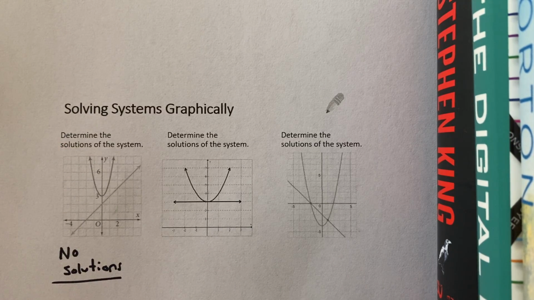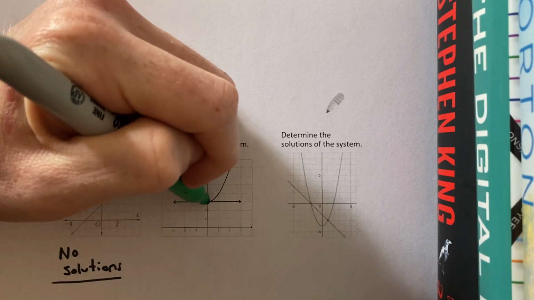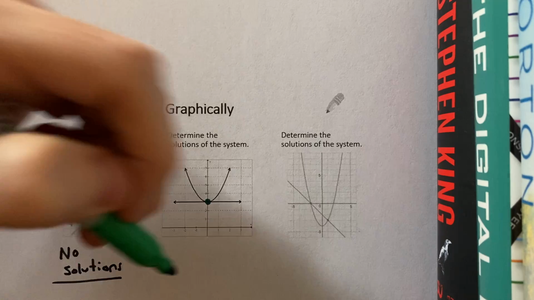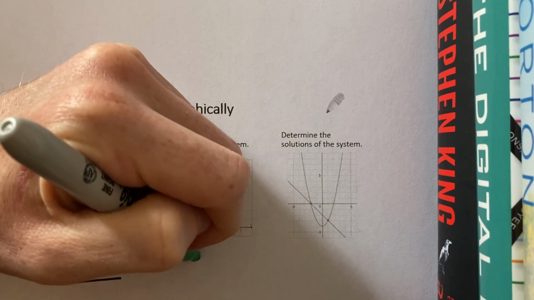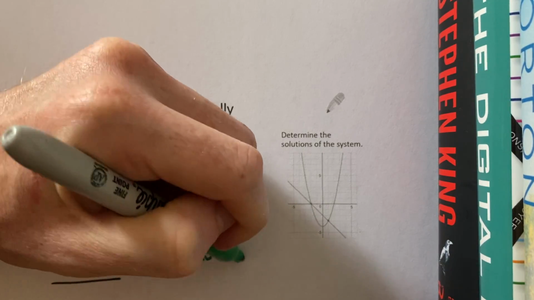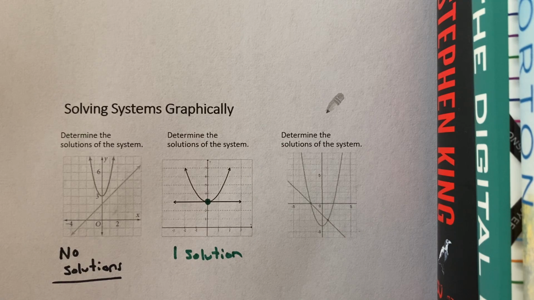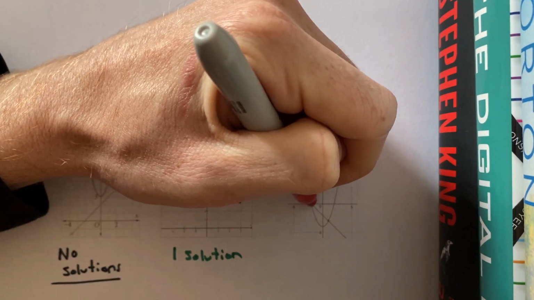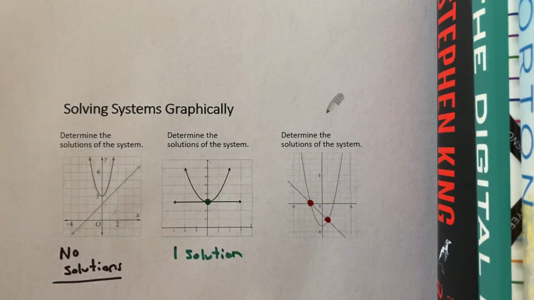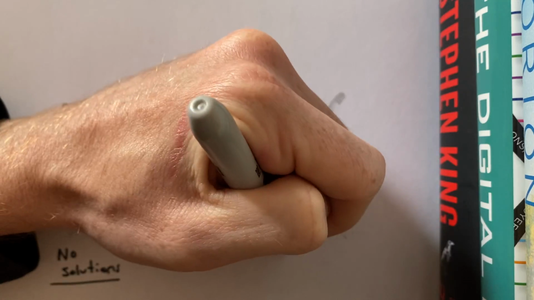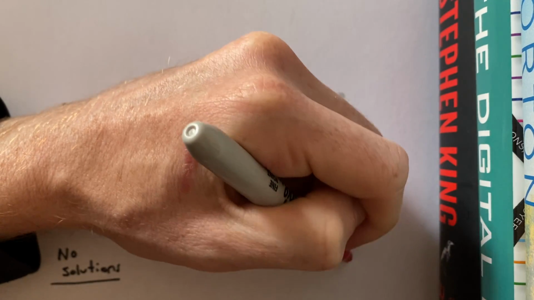Our next one right here, we have a parabola that comes down and just kisses my linear function in one spot. Therefore, there is one solution. And then, as we just discussed earlier, the last potential scenario is if my parabola intersects my linear function in two different locations. Therefore, I have two solutions.